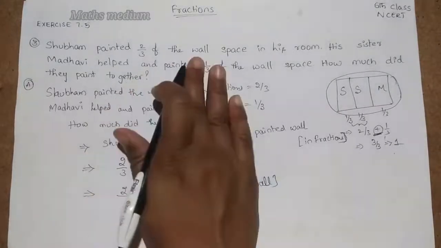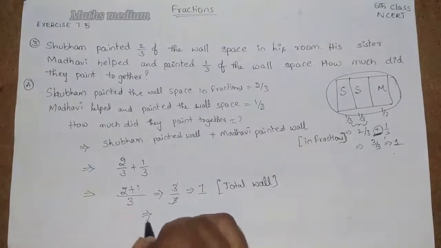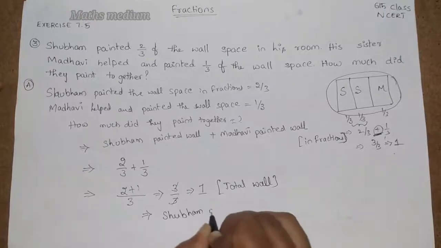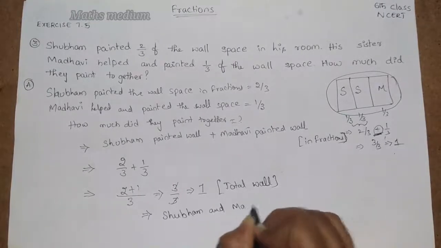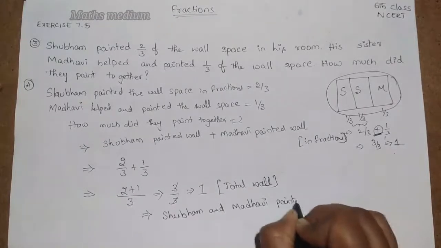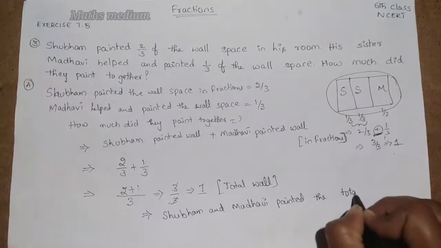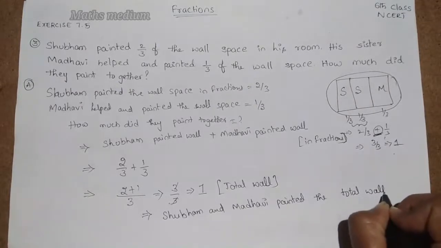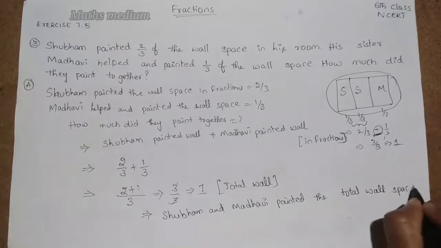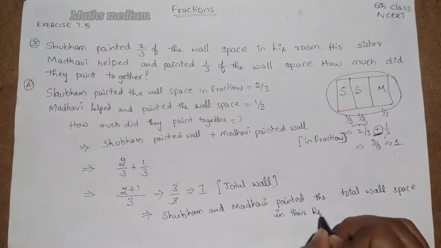Here 1 is nothing but the total wall that we first talked about. So the total wall is painted by Madhavi and Shubham. So Shubham and Madhavi painted the total wall space in their room.